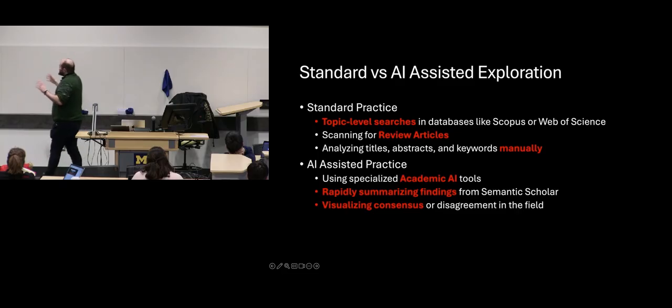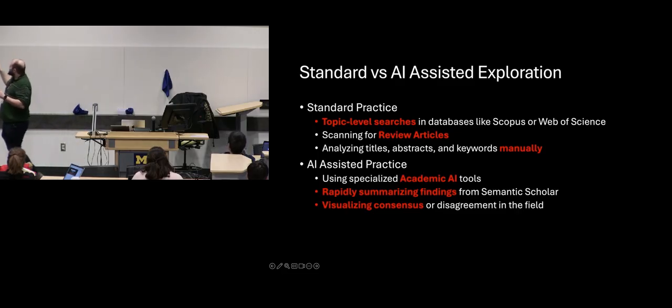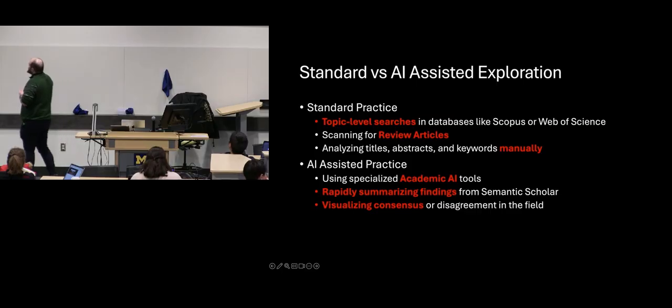So, standard versus AI practice. The standard practice is, you would do some sort of topic level search in a big database. So Web of Science, Google Scholar, whatever it is. Scan for review articles, maybe analyze the titles, abstracts, and keywords manually.